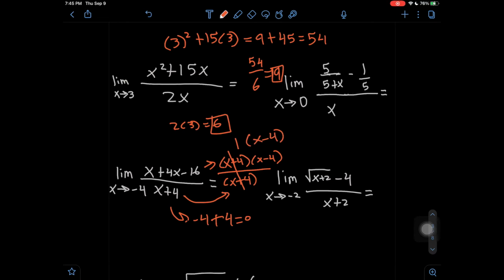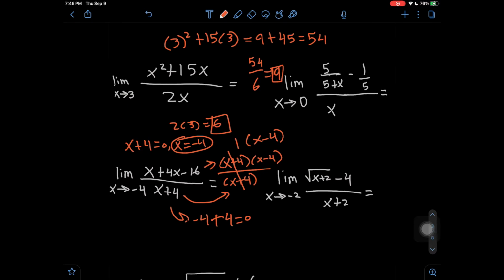You may be wondering what happens to the eliminated value. Well, that eliminated value just signifies that we have a hole. This is unnecessary to the problem, but to get the location of the hole, you're just going to set that eliminated term equal to 0. So we have x plus 4 equal to 0. That just means x equals negative 4. We have a hole at negative 4. You can substitute back in and get your y value into the simplified equation.